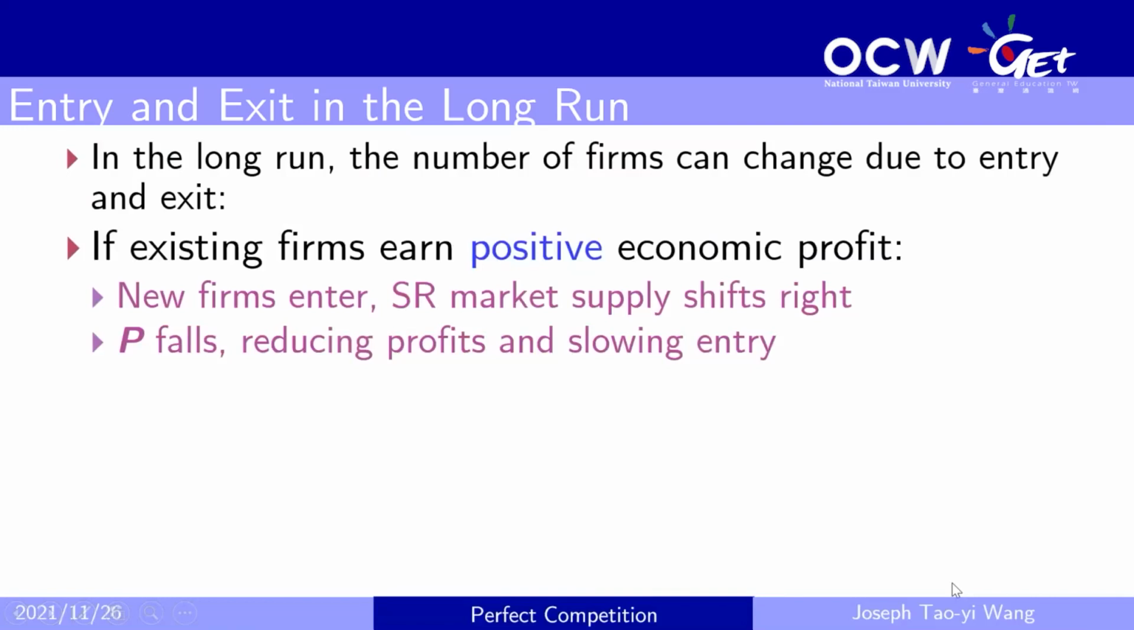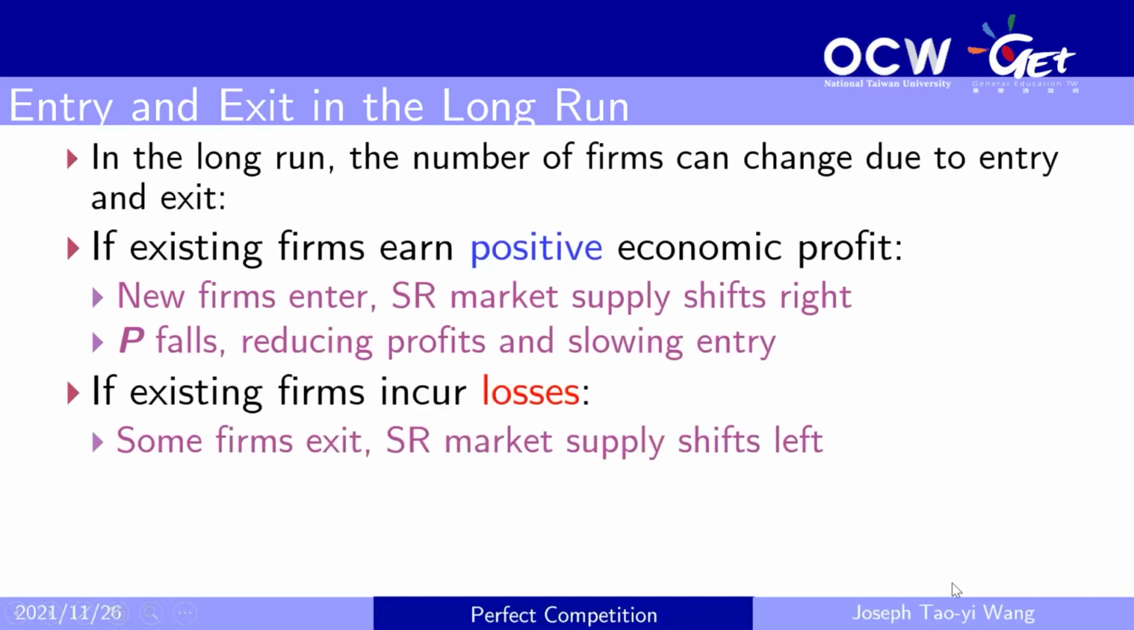and that will reduce profit and start to slow entry. On the flip side, if the existing firms are operating at a loss, then some firms will decide to leave the market in the long run. But because of that, you're shifting the short-run supply curve to the left because fewer firms are in the market now. And so the equilibrium price will go up. The remaining firms are making less and less loss.